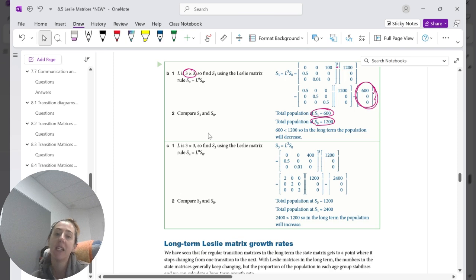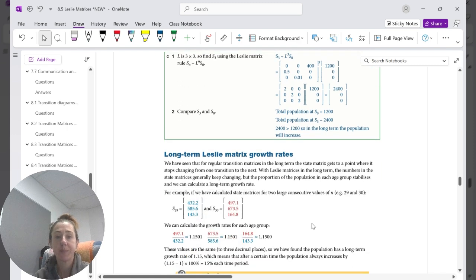All right, and then the same thing here, we've got a 3 by 3 matrix, so we're going to raise it to the power of 3. When we get our solution, can you see that it's now larger? Because this value is larger than this value, in the long term, our population is going to increase.